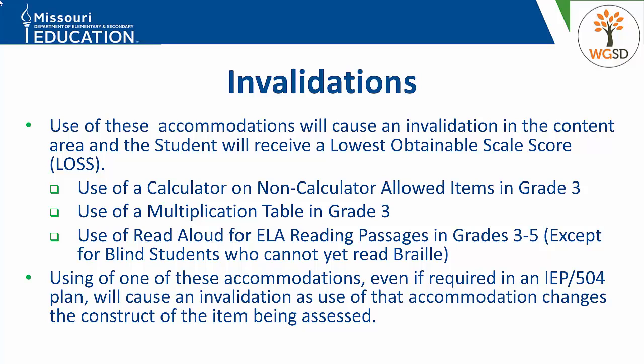Use of read aloud for ELA reading passages in grades 3 through 5, except for blind students who cannot yet read Braille. Using one of these accommodations, even if required in an IEP or 504 plan, will cause an invalidation, as the use of that accommodation changes the construct of the item being assessed. Please look back through your accommodations and universal tools handout to see other accommodations that will cause an invalidation on a student's assessment.